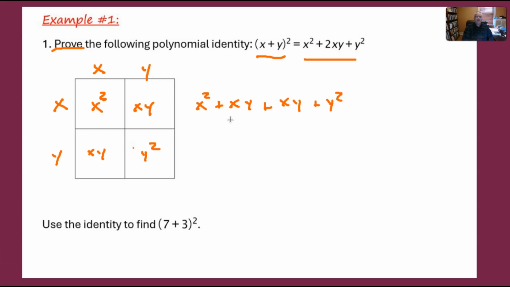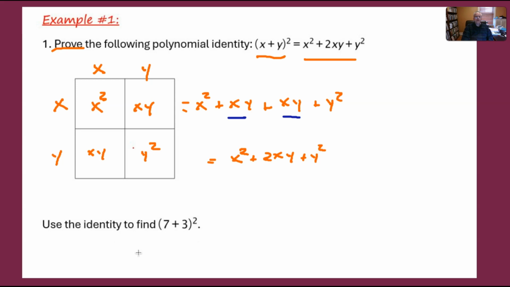All right, well, these are like terms. We can combine those. And what we get is x squared plus 2xy, since xy plus xy is 2xy, plus y squared. So we did it. We started with x plus y squared, and we ended up with this. We showed that it's true.